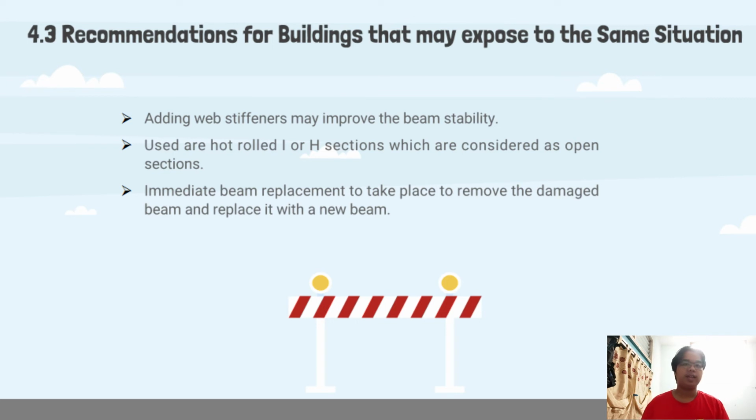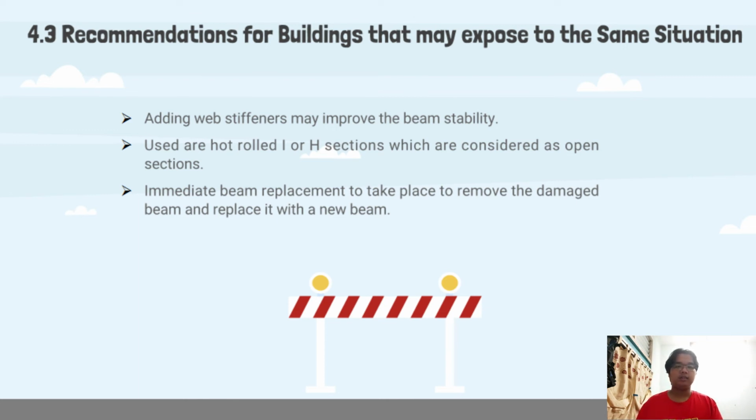Recommendation for buildings that have the same problem. The first is to use web stiffness. Using web stiffness is to improve the stability of the beam. Although it is not as efficient as when we change the type of the beam or its finishes, other aspects are considered to be changed as well, such as the strength. So, a complete overhaul of the designing process is more recommended than simply using web stiffness.